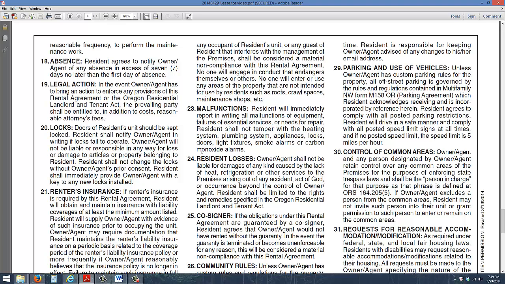Section 24 deals with resident losses. This basically indicates that if you experience a loss due to lack of heat or refrigeration that arose out of an accident, an act of God, or something beyond the owner's control or our control, then we're not responsible for that.